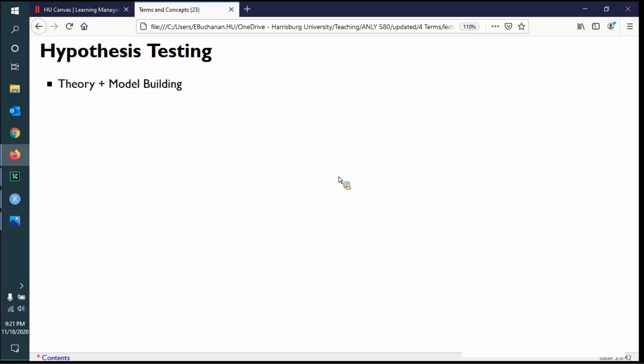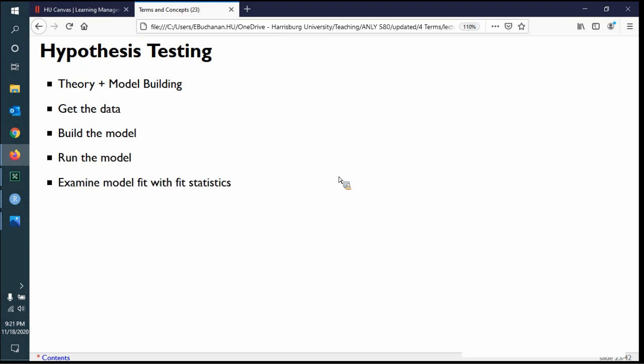In hypothesis testing with these kinds of models, I have the joking steps, and then I'll show you a formal picture of this. Let's say I have some theory and I'm going to write out a model. So here's what I think should work. I'm going to get the data to fill in those manifest variables. I'm going to build that model. It's called specification. Then I'm going to run that model, make lavaan do it, and see: is the model any good?